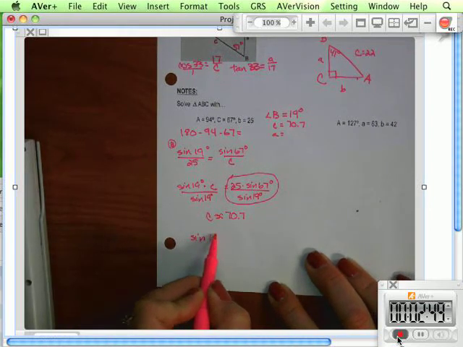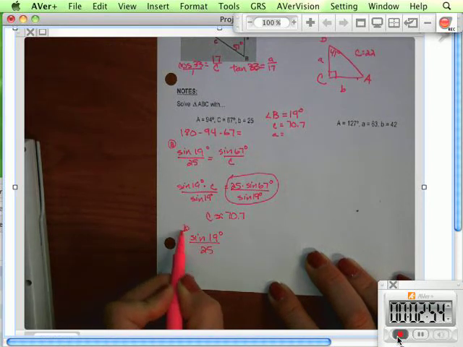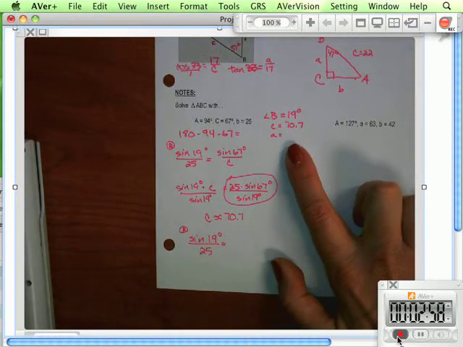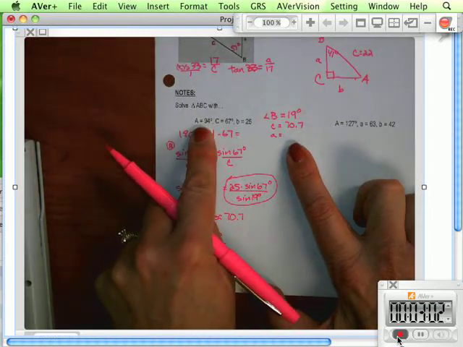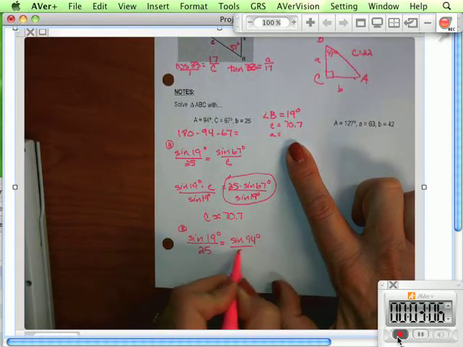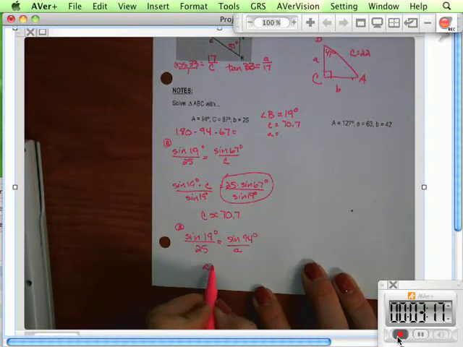The sine of 19 degrees over 25. This is the B I'm using. I still need to find A, so I have to use the A angle: sine of 94 degrees over A. Then when you cross multiply and set up the algebra problem, you should get A is approximately 76.6.